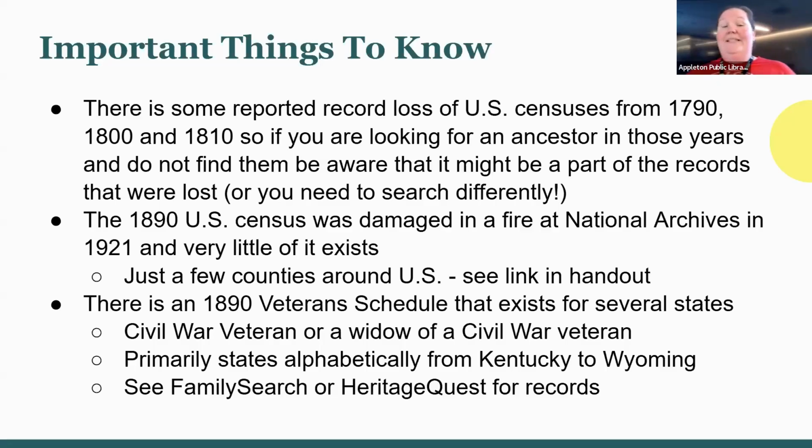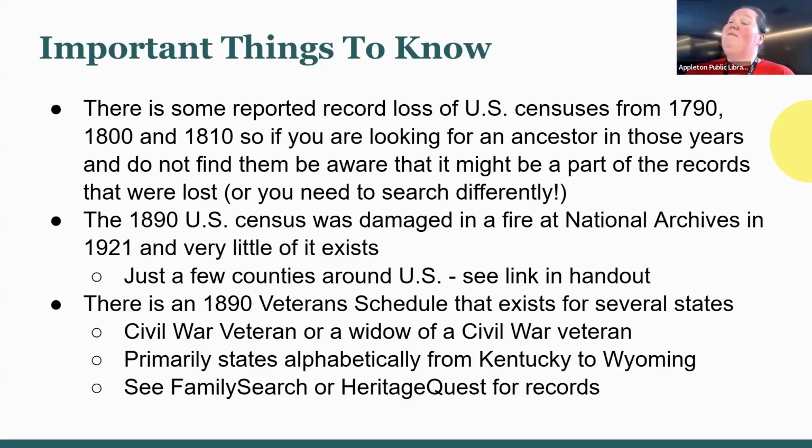Also, if you're not aware of this, the 1890 census was damaged in a large fire at the National Archives in 1921. Very little of it still exists. So there are just a few counties around the US, and you can see the link I have in your handout to learn specifically what counties, but I think it's just like random counties in Kentucky and somewhere else. I can't remember. But yeah, unless your ancestors were lucky enough to live in those few counties, you're not going to find your ancestors in the 1890 census.